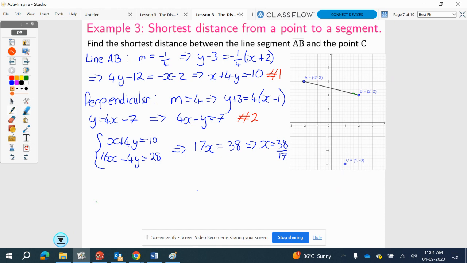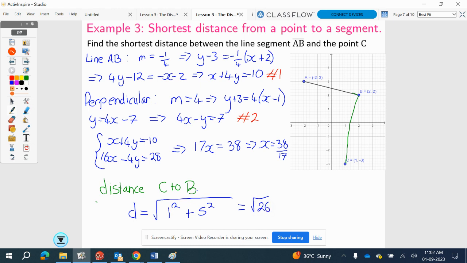So now we need to find the distance from C to B. B is going to be the closest point. So instead of using the perpendicular, this will give us the closest. So we put this into our distance formula, and it gives us distance is equal to the square root of, what is the change in x here? 1. What is the change in y? 5. So that's going to give us root 26. That's the shortest distance.